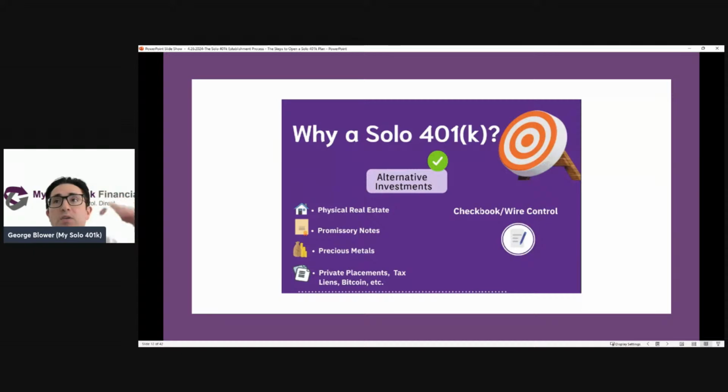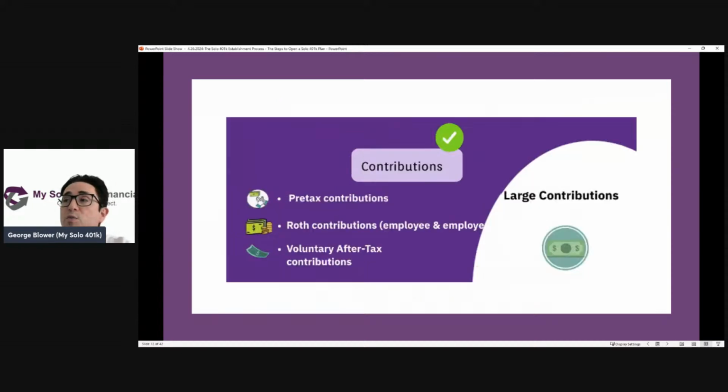And so having that checkbook control, that wire control as well, allows someone to act quickly to take advantage of investment opportunities. Also, it may satisfy the investment provider, right? Some of the investment providers, if it's a private placement, they may want all the investors to ACH the funds to the investment provider. So having that bank account is going to allow you, that solo 401k owner, to ACH the funds to make their investments so they can participate.